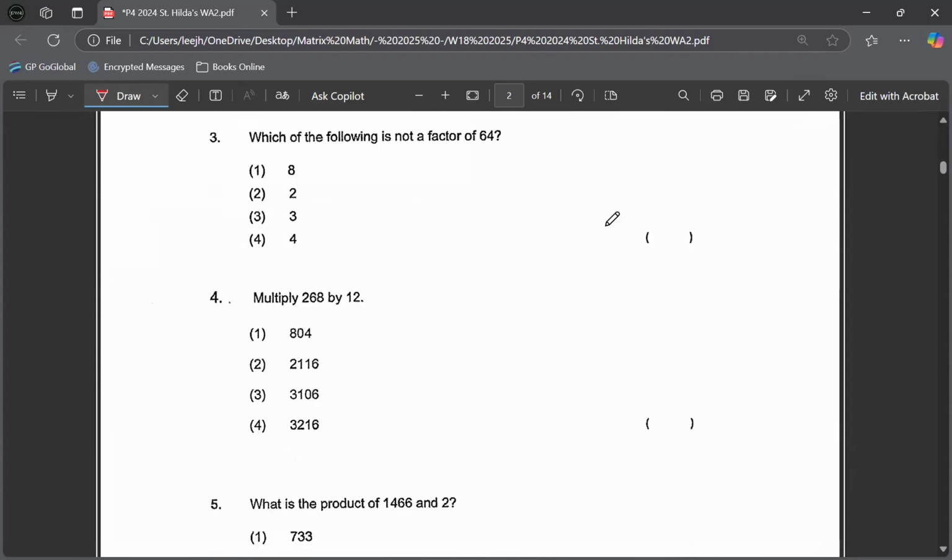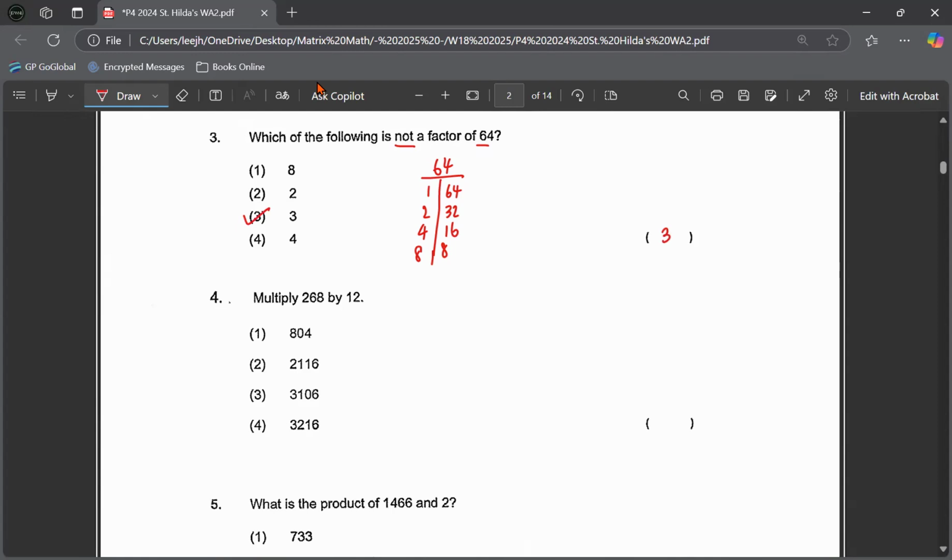Question number 3. Which of the following is not a factor of 64? So you have to list out the factors of 64. Whichever number doesn't appear inside here, right, it's not a factor. So first one, 1 and 64. 2 and 32. Okay. 3 cannot. 4 and 16 and 8 and 8. So out of all these numbers, which one is not a factor of 64? Sorry, not this one, this one. So it's actually number 3, because 3 doesn't appear here.